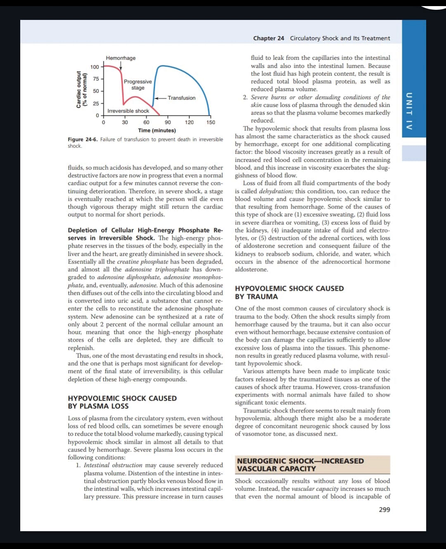Highlight: intestinal obstruction may cause severely reduced plasma volume. Distension of the intestine in intestinal obstruction blocks venous blood flow in the intestinal wall, which increases intestinal capillary pressure. This pressure increase in turn causes fluid to leak from the capillaries into the intestinal wall and also the intestinal lumen. Because the lost fluid has high protein content, the result is reduced total plasma protein as well as reduced plasma volume.